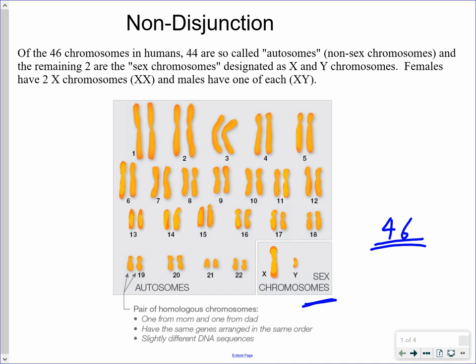Remember that in the case of females, they do have a true homologous pair, 2 X chromosomes, where both of these, again, do have the same genes in the same order. When we do take a look at a male, there is, of course, the Y chromosome. The information that you have on the X chromosome is not the same as on the Y chromosome. The X and the Y do have different genes, completely different genes, and completely different DNA sequences.